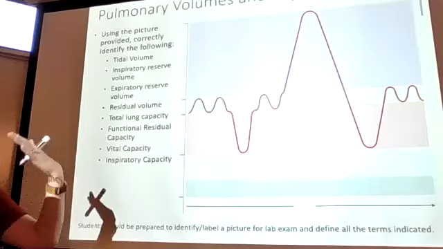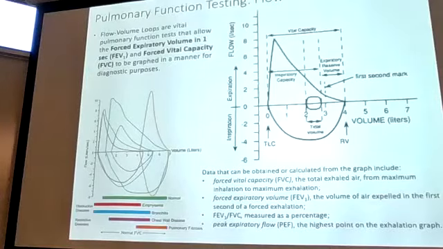Okay? So you need to get this. If a question is asking you for one of these, it is a volume. If it asks you for two or more of these volumes together, you're going to get a capacity.